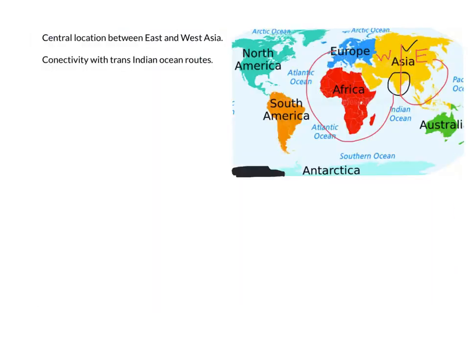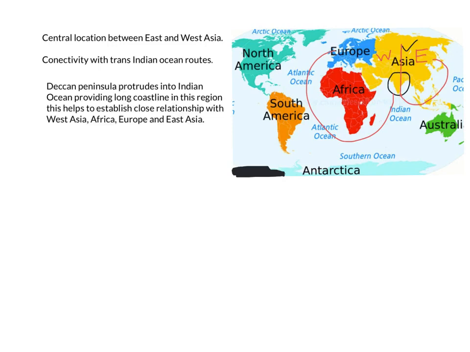The Deccan Peninsula protrudes into the Indian Ocean, providing a long coastline in this region. This helps to establish close relations with West Asia, Africa, Europe and East Asia. No other country has a long coastline on the Indian Ocean as India has. And indeed, it is India's eminent position in the Indian Ocean which justifies the naming of an ocean after it.